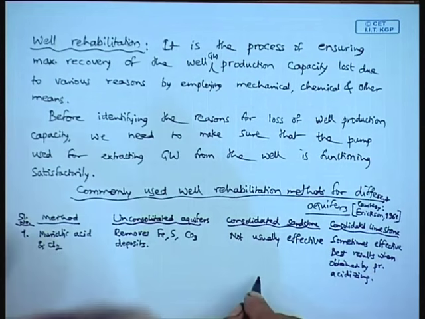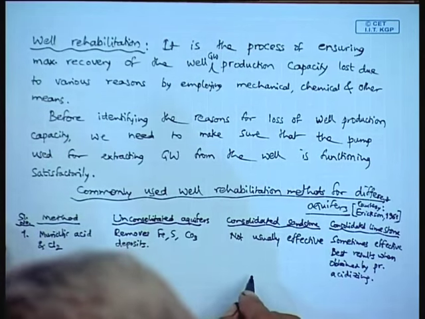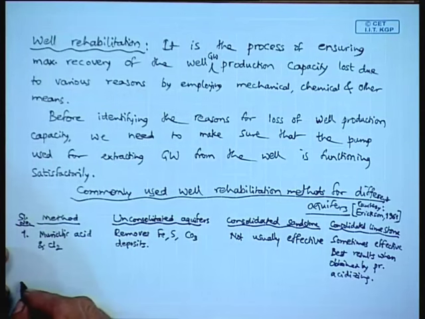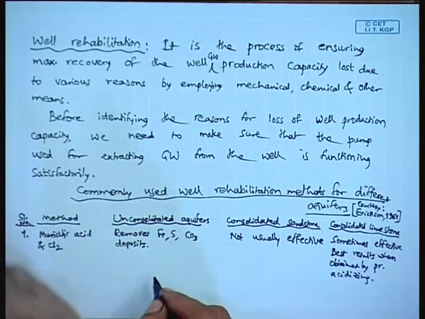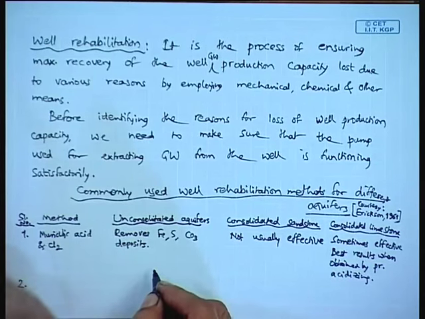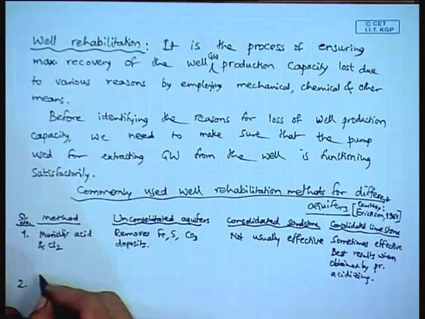So this is the first one, and then the second method is polyphosphate followed by chlorine dynamiting.